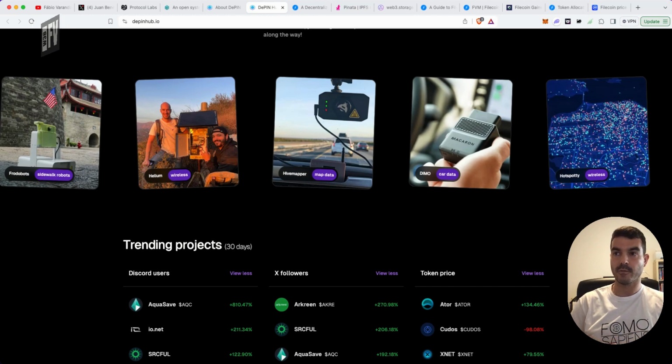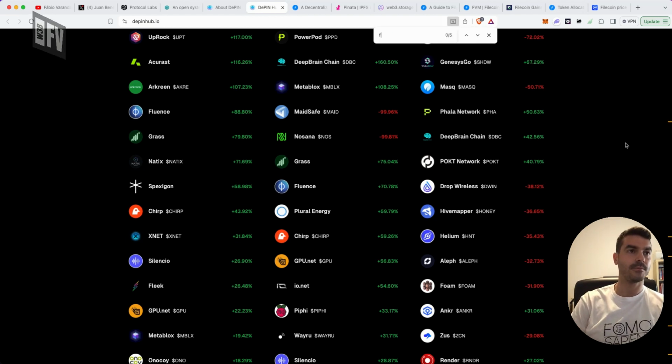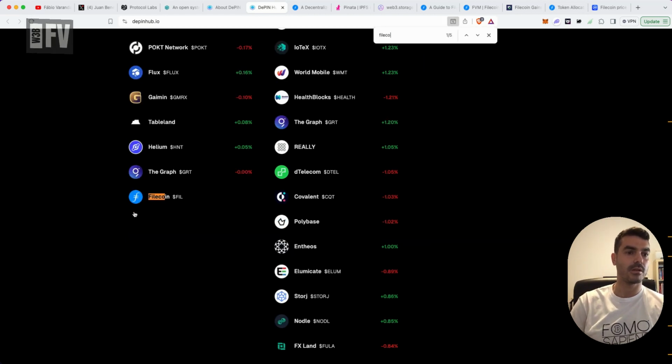This ranges from collecting information on vehicles in transit, like we can see here with Hive Mapper. It also goes to projects related to internet sharing like Helium or Crank, or even projects of artificial intelligence, or AI, as you know, but we can see here Filecoin. If you search, Filecoin is still here in DePIN. It is also a DePIN project.